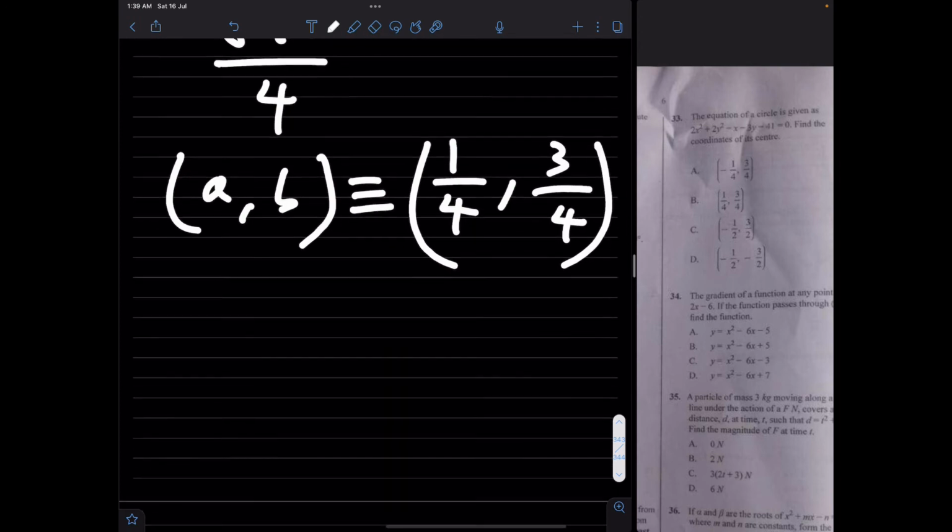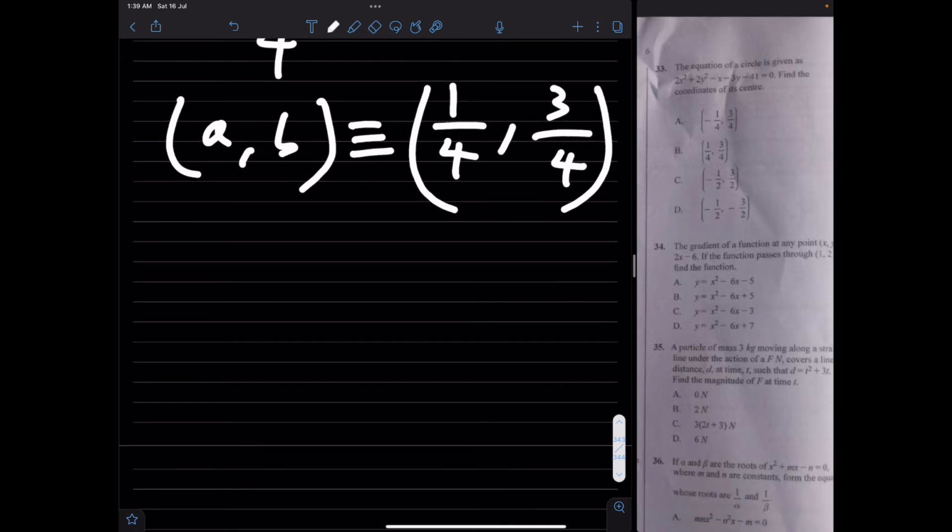And that's the center of it. Yeah, those are the coordinates of the center of the circle, very, very simply. And the correct option is B. We go straight to the next, which is 34.